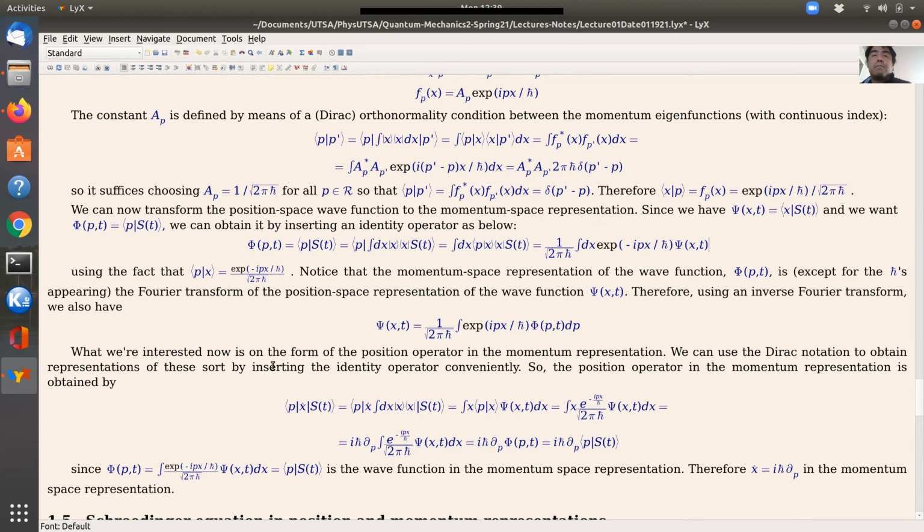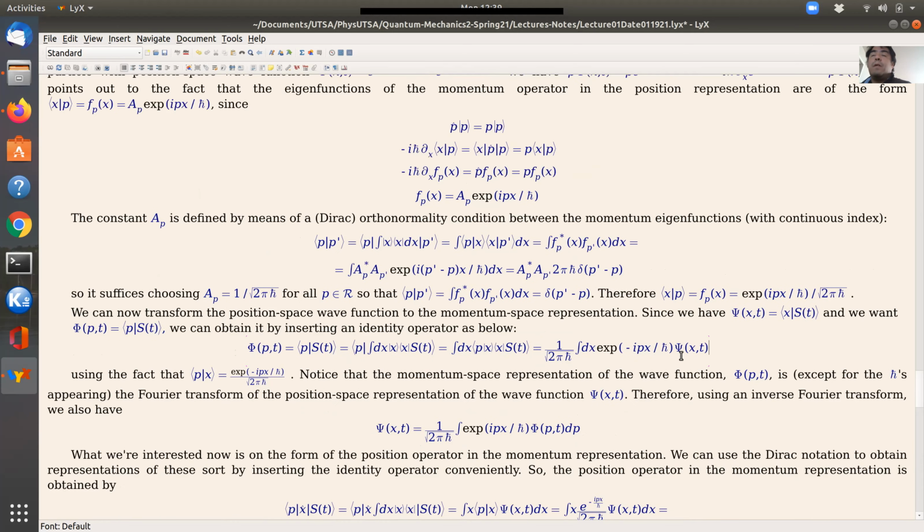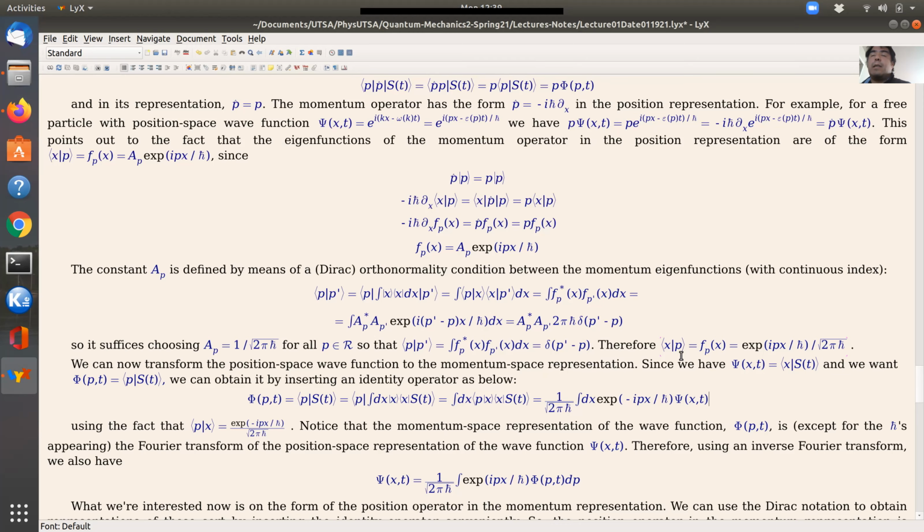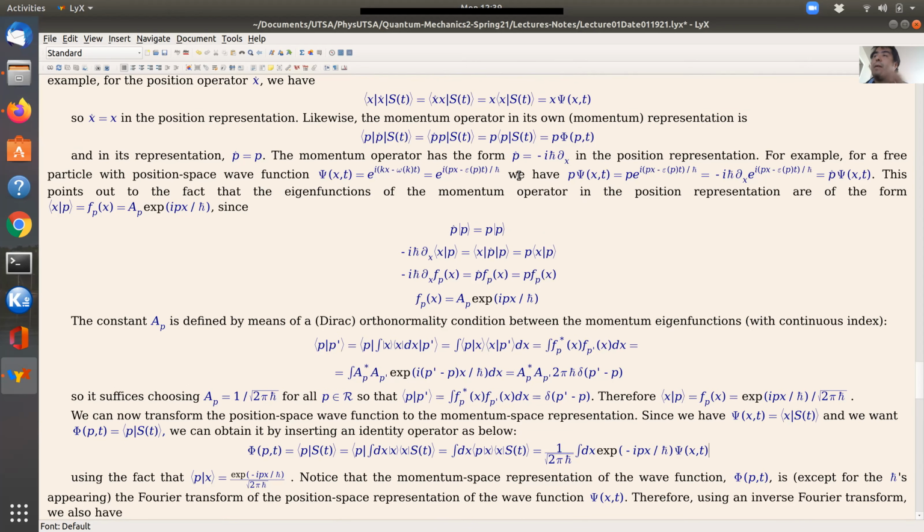And so what we're interested in now is the form of the position operator in the momentum representation. For how the momentum looks in the position representation, I basically made an argument of the free particle, and you have already studied that. So it's kind of intuitive what happens. In a free particle case, you only have to derive with respect to x and multiply by something adequate to retrieve the momentum of the free particle.